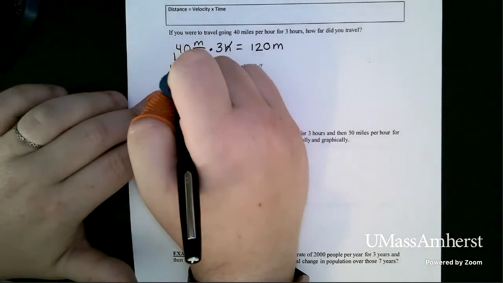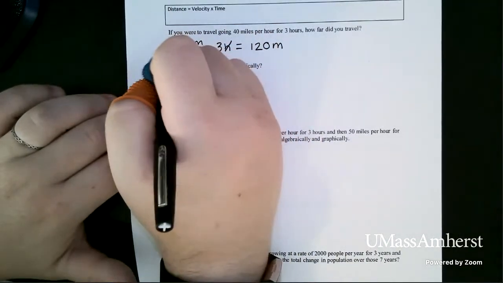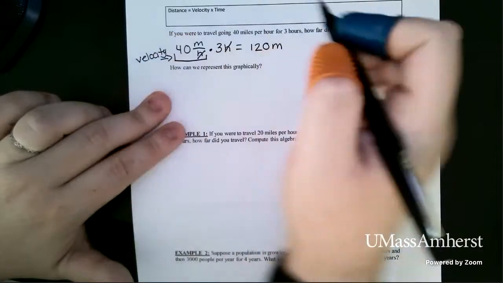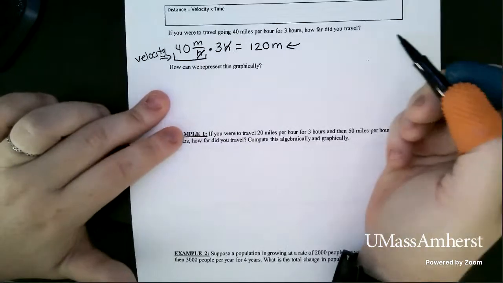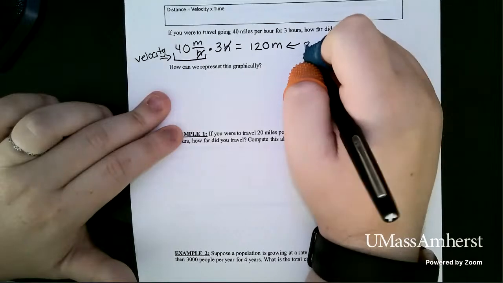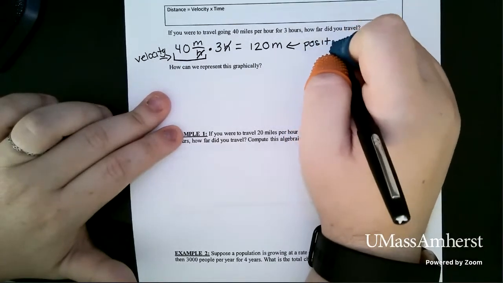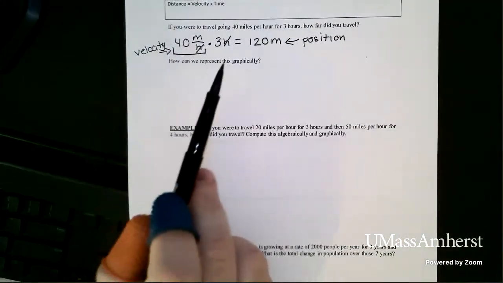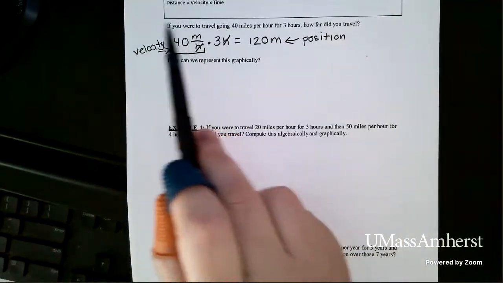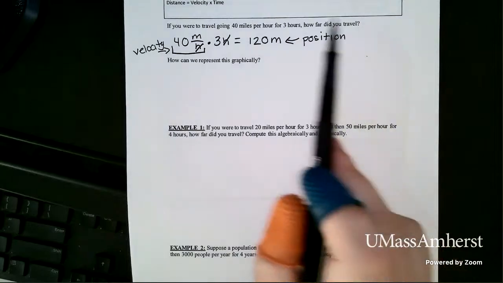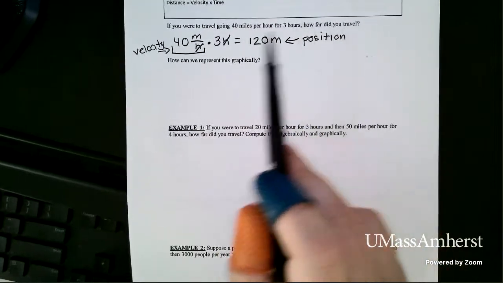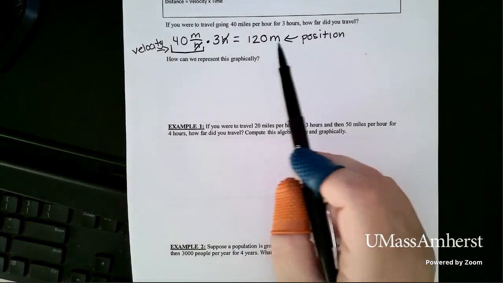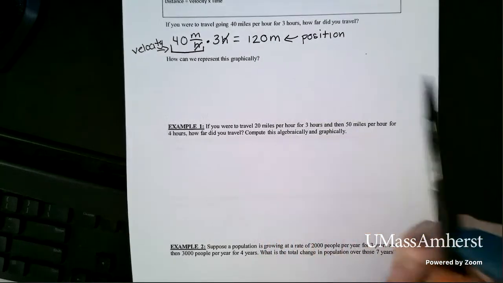So this 40 miles per hour was your velocity, and 120 miles, which is how far you went, talks about your position, your change in position, okay? By taking information about our derivative, velocity, we're able to tell something about the original function, which is position. And what we're able to tell is how much that original function changes, okay?